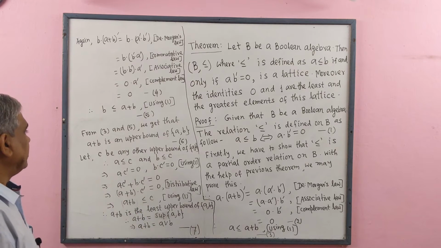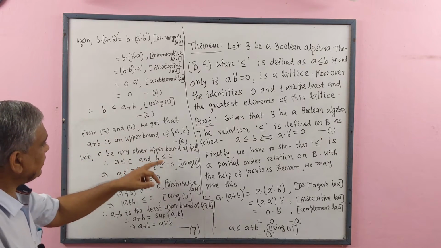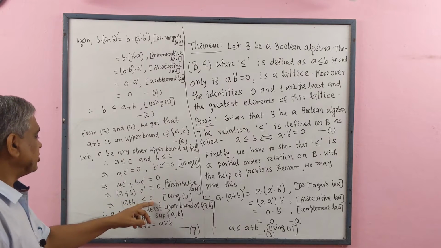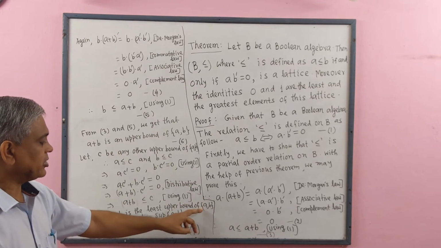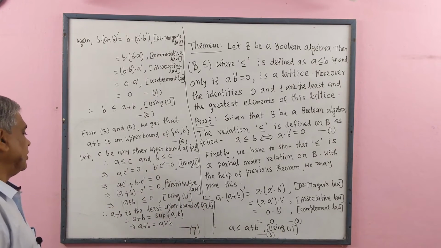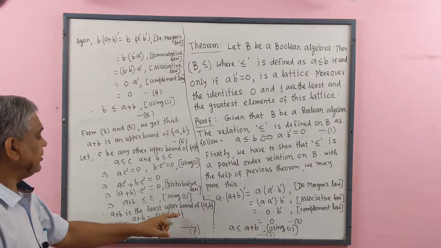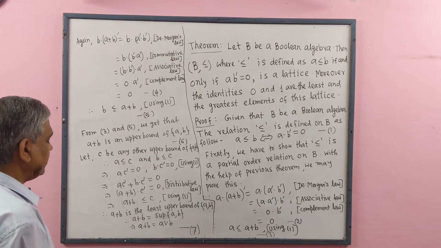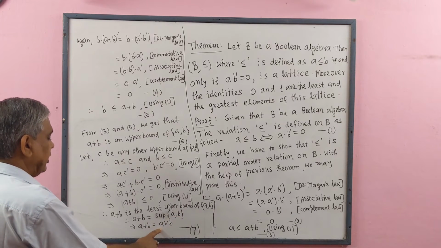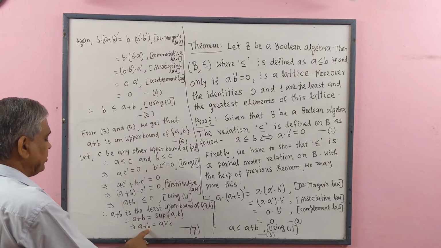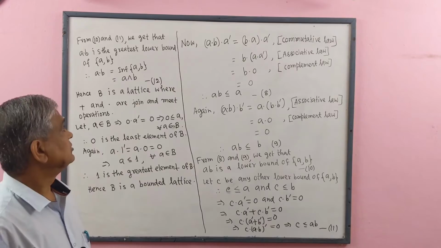This means that A plus B is an upper bound and C be any other upper bound, then A plus B is related to C, that is A plus B is least upper bound of the set containing elements A and B. That is A plus B equal to supremum of the set containing elements A and B. In lattice we write supremum of A, B equal to A join B. That is A plus B equal to A join B. This is number 7.